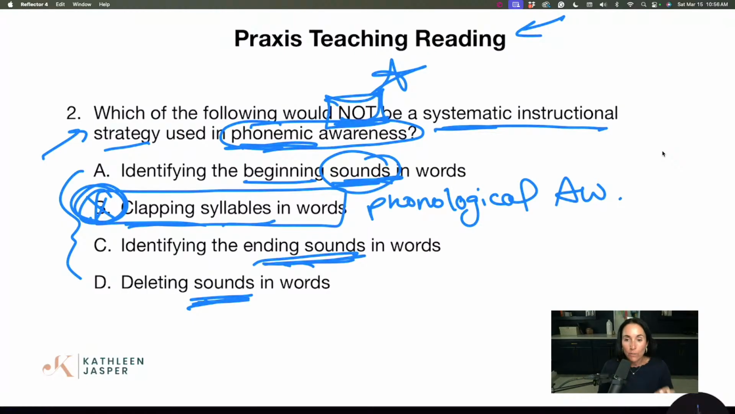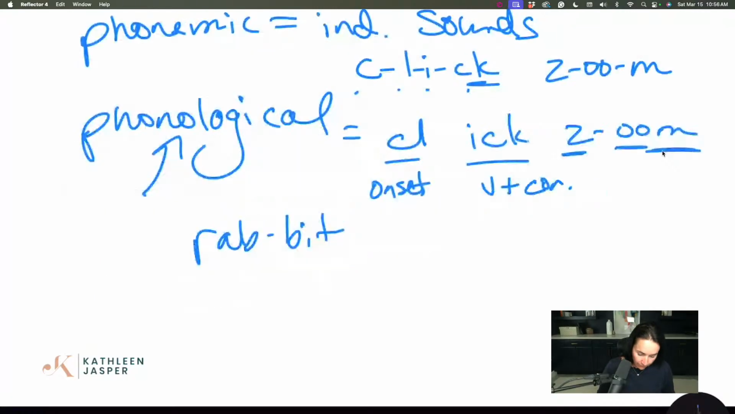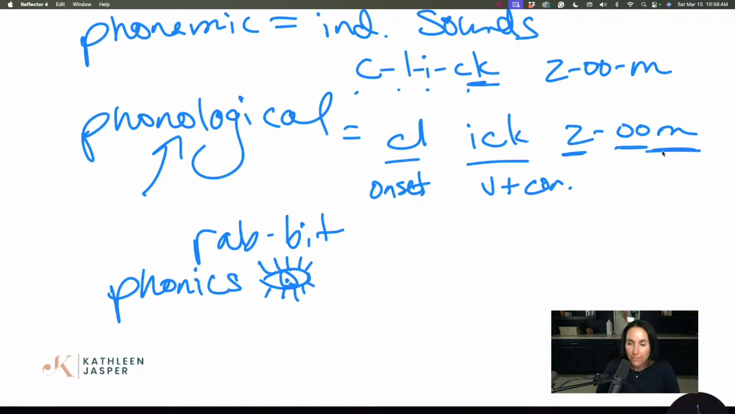No. Decoding, you have to look at words. So let me go back here. Now, phonics, I want you to think about this as an I. It's a really bad I. Phonics, you have to see the word. You can do phonemic and phonological awareness in the dark. I could say to you, and you don't have to write it, how many sounds in the word click? And you'd go, k, l, i, k, 4 sounds.